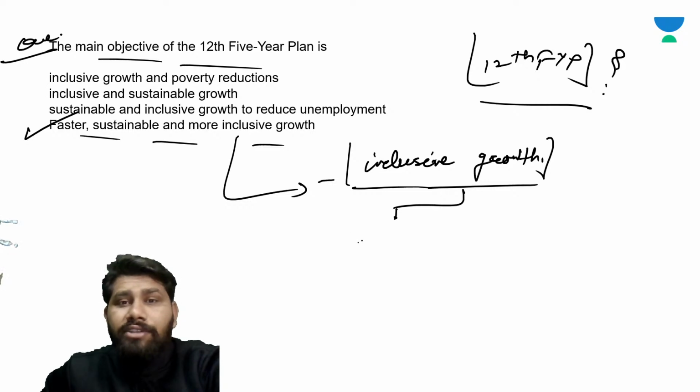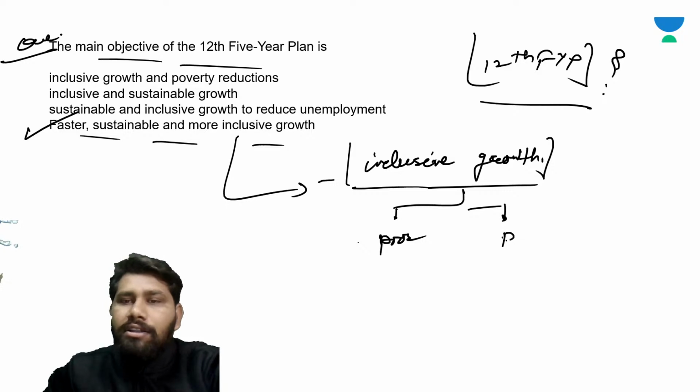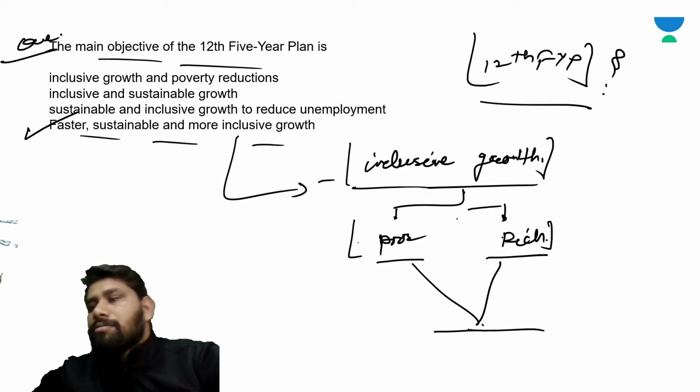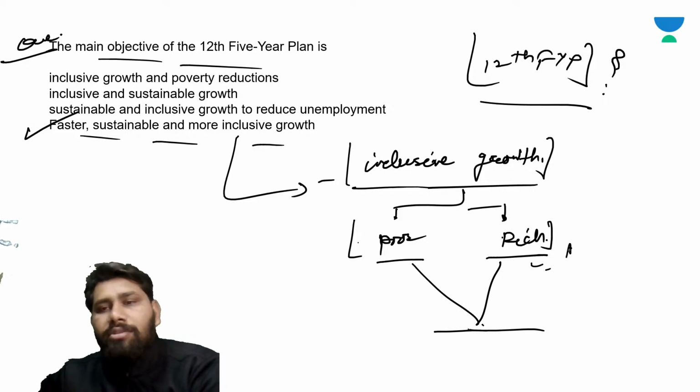Inclusive growth means that type of growth which is achieved by considering each and every section of society, let's say the poor section of society as well as the rich section, that kind of development achieved by considering all, the marginalized and the rich sections of society. That is called inclusive growth, right?